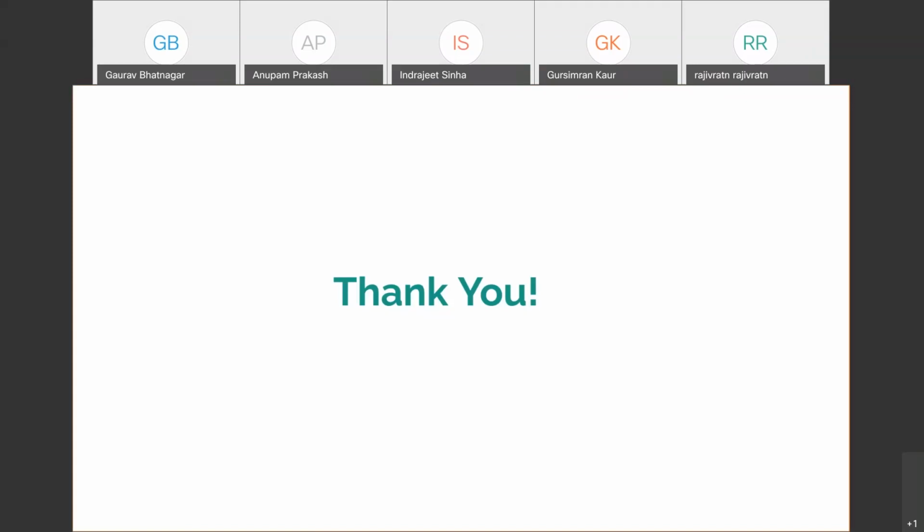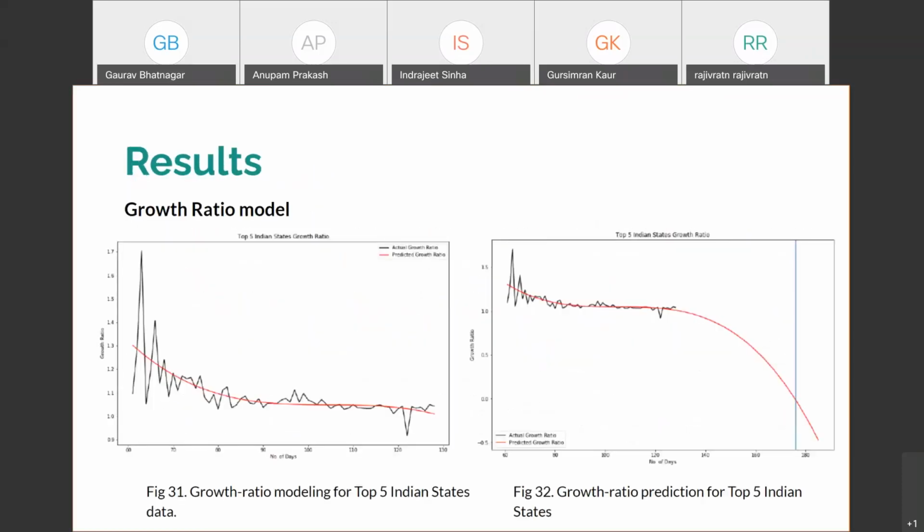Okay, so I think in your experiment you have not done any experiment on the death rate. Why so? You are just predicting the infected persons, but not the total deaths in a particular country, isn't it?